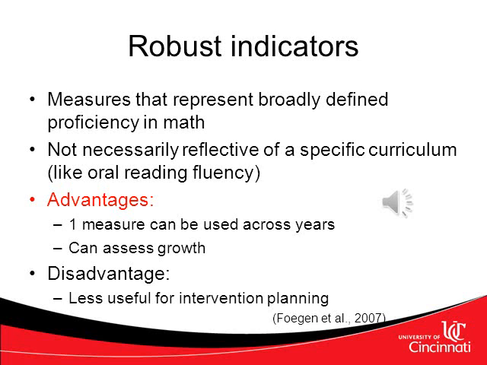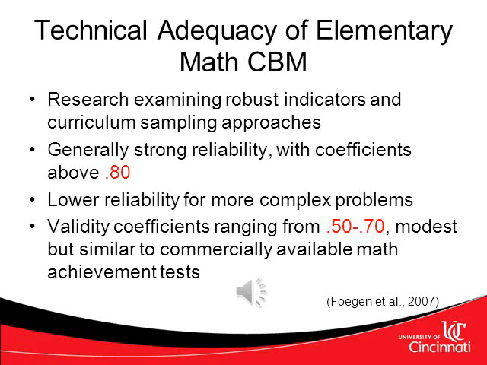So research has examined the technical adequacy of both robust indicators and curriculum sampling approaches. And generally we find strong reliability with coefficients above 0.80, which is what we want. Lower reliability for more complex problems, and that can be understood. And then validity coefficients ranging from 0.5 to 0.7, which is modest, but that's similar to most available math achievement tests.